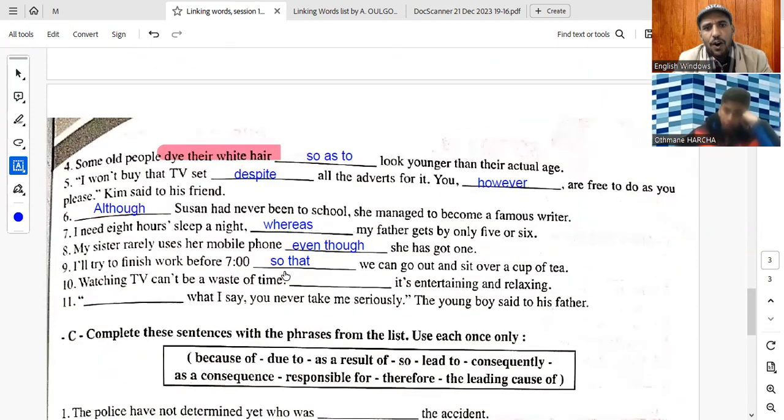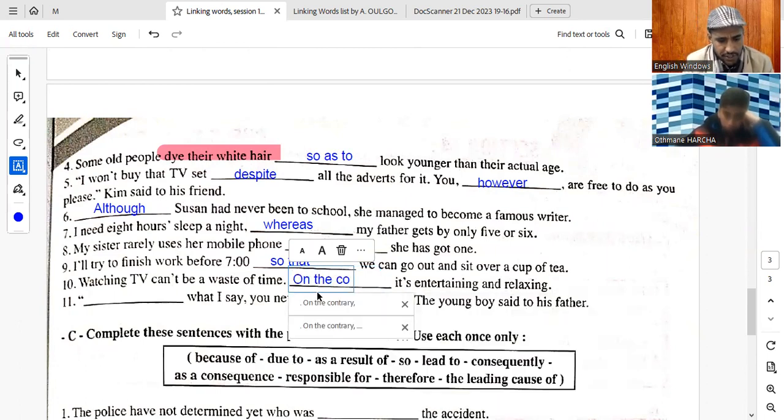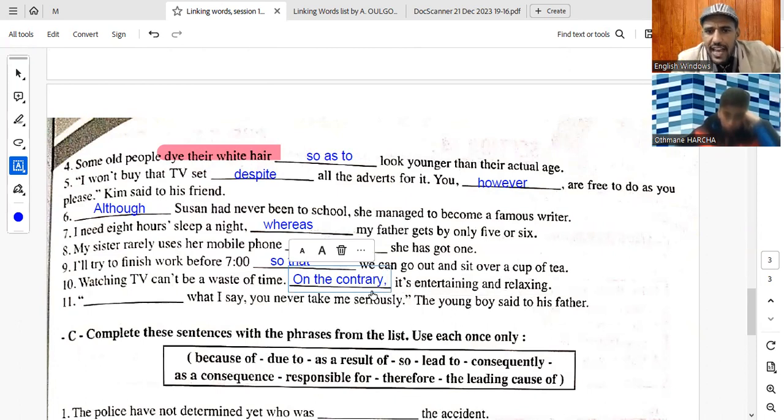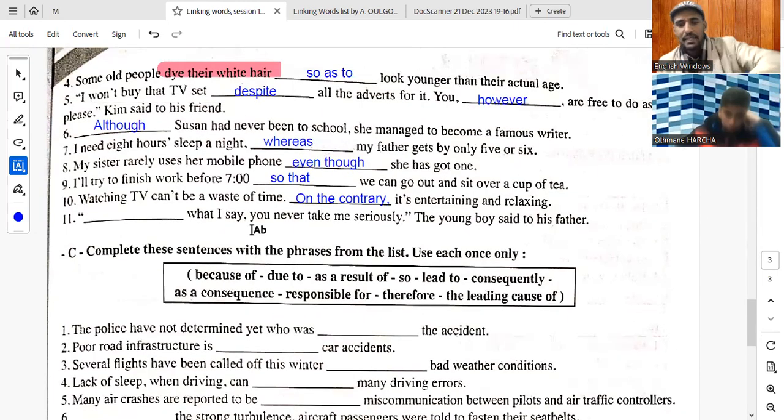On the contrary, we need to use on the contrary here, right? On the contrary, ونزيدو فاصلة أحسن, right? Yes. On the contrary, it's entertaining and relaxing, right? يعني ماشي فقط ماشي مضيعة لا يمكن أن يكون مضيعة للوقت. هنايا غنعطيش فكرة أخرى اللي هي ماشي مضيعة للوقت. On the contrary, على العكس من ذلك, it is entertaining, it is good, entertaining and relaxing. Okay, let's see right now maybe the last statements for this session, right?